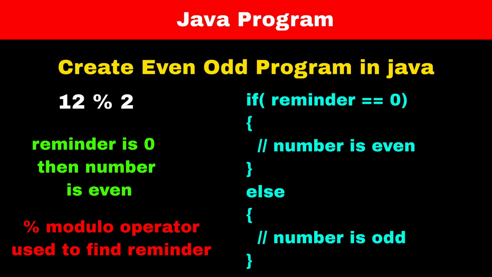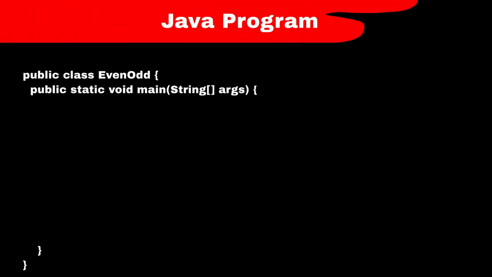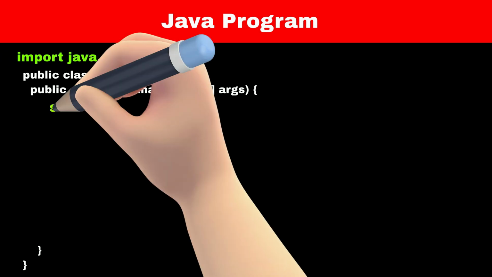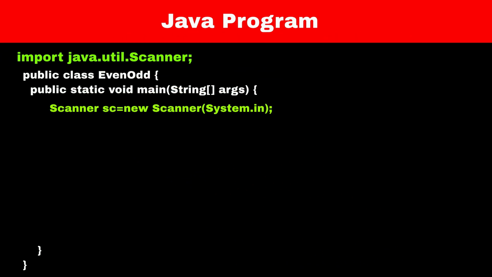Now let's write a Java program to check if number is even or odd. First, we have to ask the user to enter a number. To accept input from a user, we will use scanner class. So let's import a scanner class and create object of a scanner class in main method. We will take input from a user using nextInt method of the scanner class and save it in an integer variable.